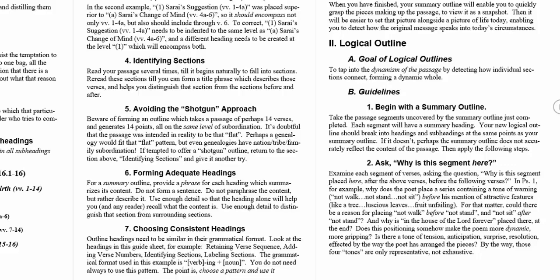Next, and this point, B2, namely ask, why is this segment here, may be the most distinguishing feature of moving from a summary to a logical outline. When we're posing the question, why is this segment here, we're referring to any heading, any span of verses that are in a heading or a subheading.